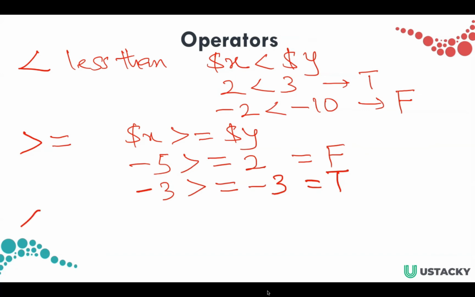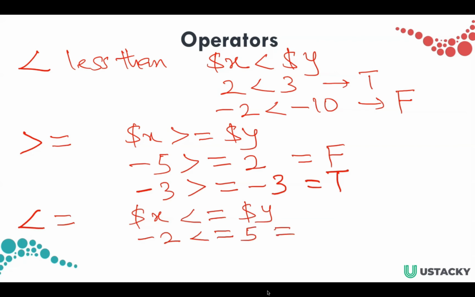Another operator is less or equals to. You can also have $x is less or equals to $y. An example, -2 is less or equals to 5. This is going to return true. But when you have 10 is less or equals to something like 2, in this case, this is false, because 10 is not less than 2 and 10 is not equals to 2.